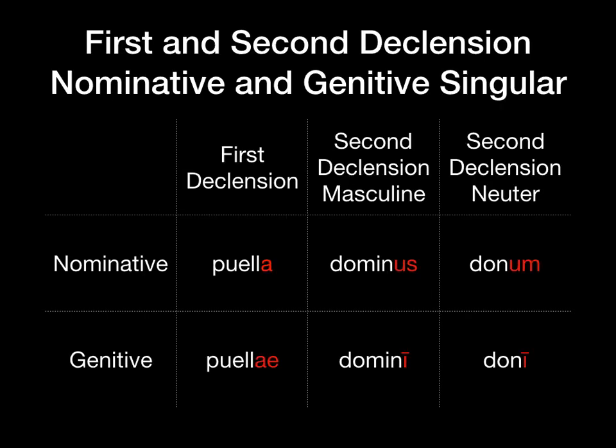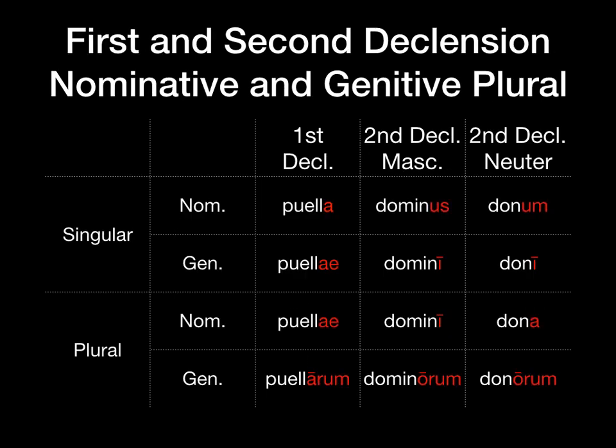So here's what you've learned so far. You've learned 2 declensions, the first and the second. The first declension nominative ending is a, as in puella, and the genitive singular ending is ae, as in puellae. The second declension masculine and neuter endings differ only in the nominative singular. Masculines end in us, neuters end in um. They share the genitive singular ending i, and you'll find that they share most of the rest of their endings as well.